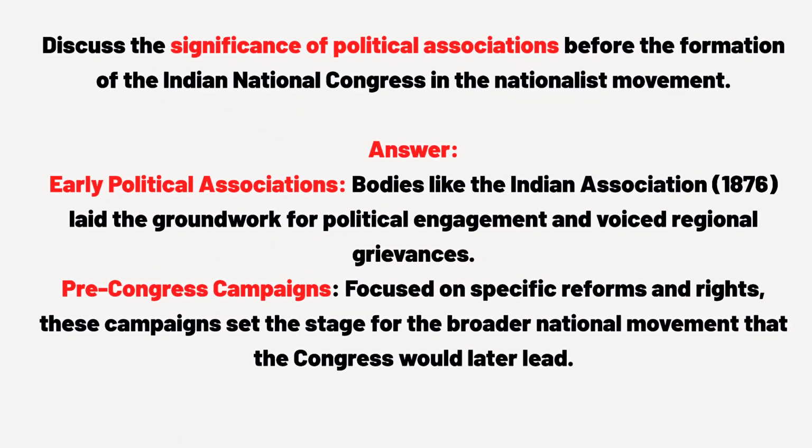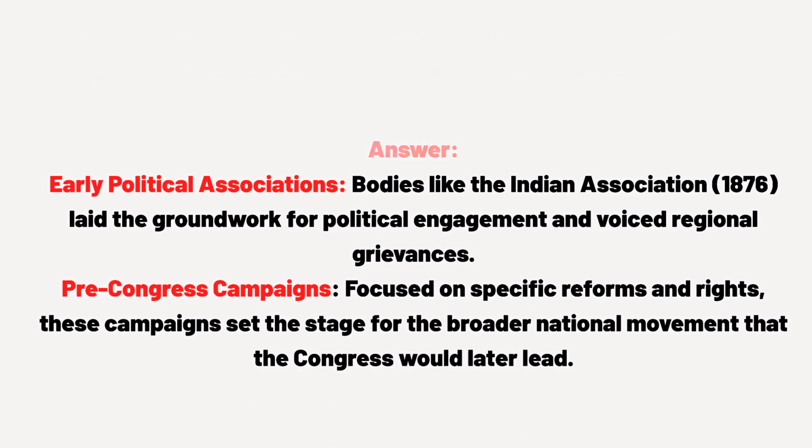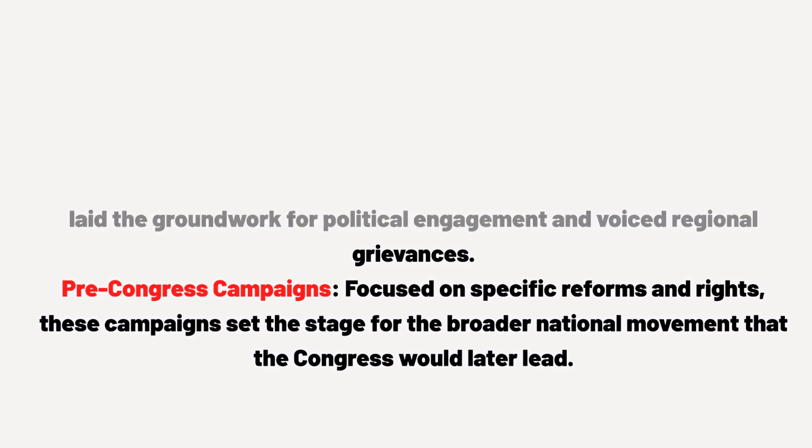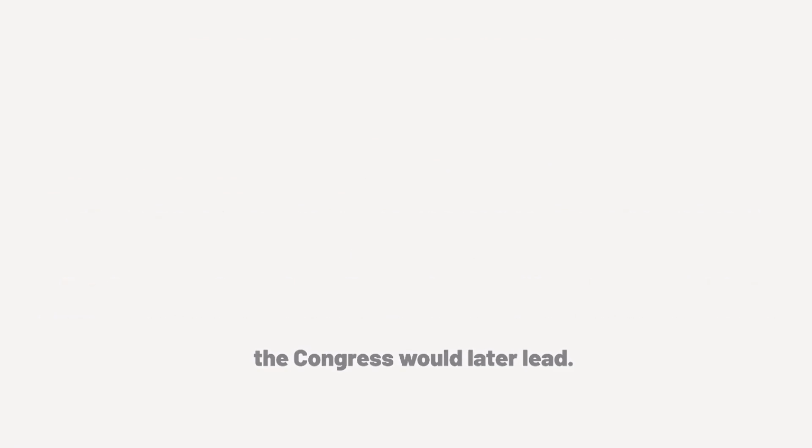Discuss the significance of political associations before the formation of the Indian National Congress in the nationalist movement. Answer: early political associations. Bodies like the Indian Association, 1876, laid the groundwork for political engagement and voiced regional grievances. Pre-Congress campaigns focused on specific reforms and rights. These campaigns set the stage for the broader national movement that the Congress would later lead.